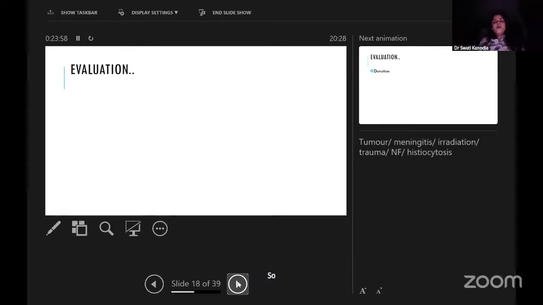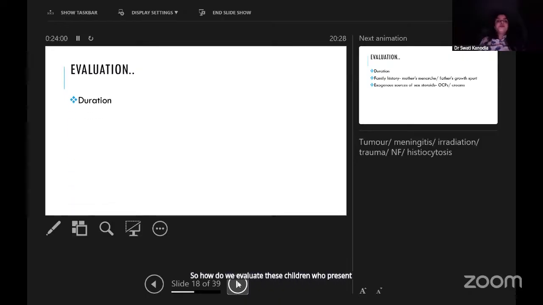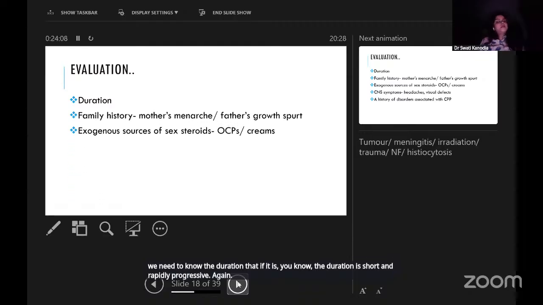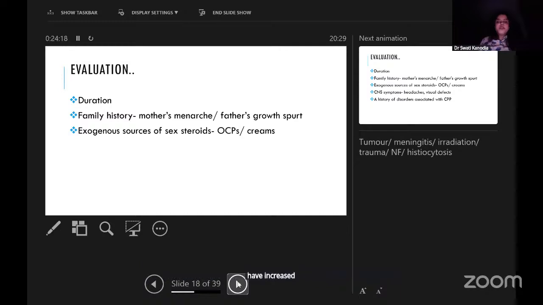So how do we evaluate these children who present to us with early puberty? We need to know the duration. If the duration is short and rapidly progressive, again, that might be a central precocious puberty. Family history: mother's menarche, father's growth spurt. This is important because if the parents have had early puberty, the children have increased chances of developing early puberty.